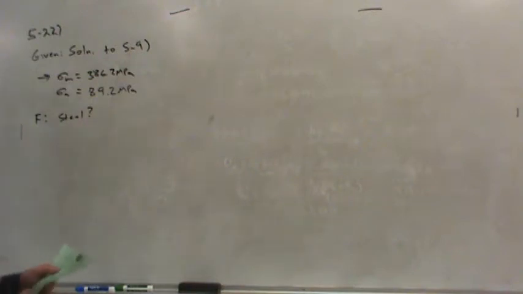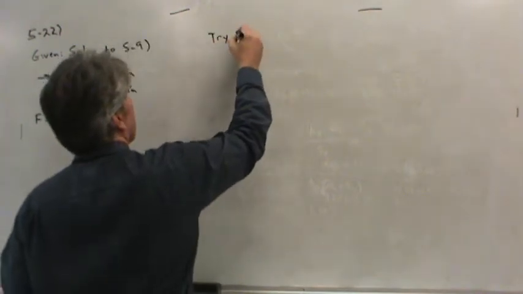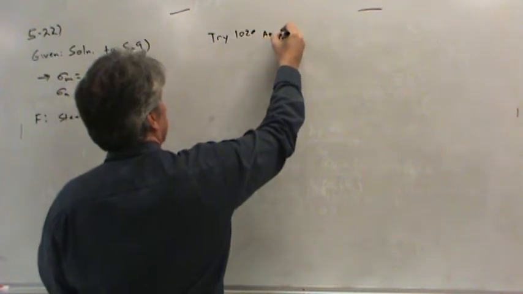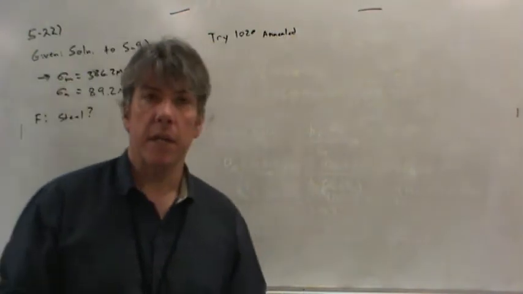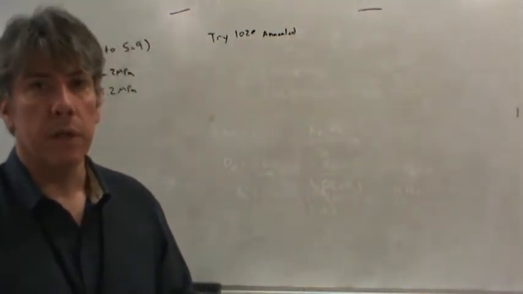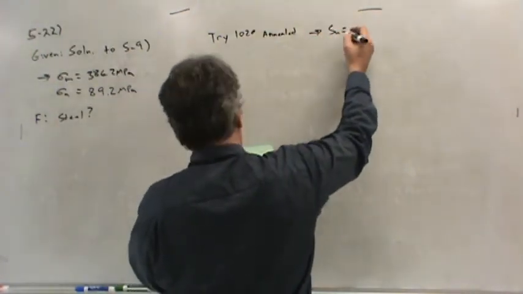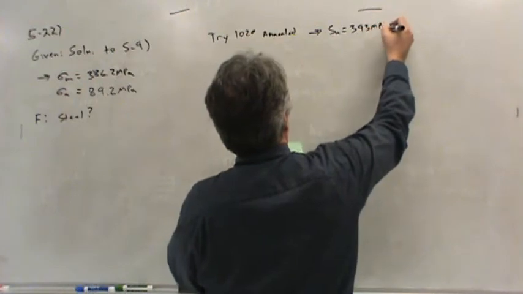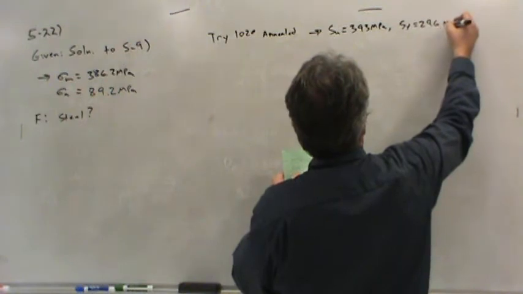Well, let's just go with cheap stuff. Let's go with something that's fairly weak. Let's try 1020 annealed. All I did was I looked in the back of the book at all the SAE steels, picked the one with the lowest yield and ultimate strength that I could find. In fact, I found that it had an ultimate strength of 393 megapascals and a yield strength of 296 megapascals.